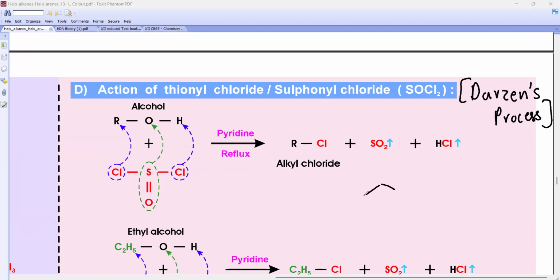Pyridine looks like this. This is benzene, and in benzene I have put a nitrogen. The nitrogen has a lone pair, a lone pair donor, a Lewis base. This is pyridine. It is a base. Sometimes HCl may interfere in the reaction, so this pyridine will absorb this HCl. Okay? Clear?